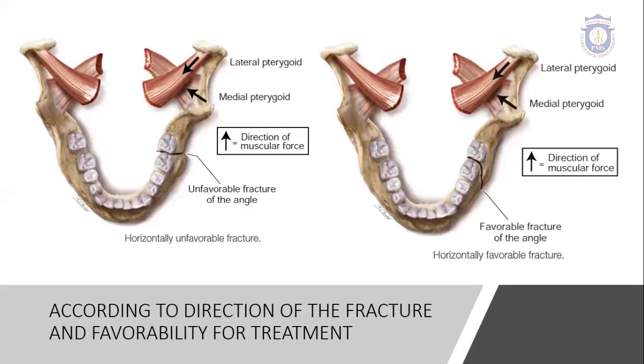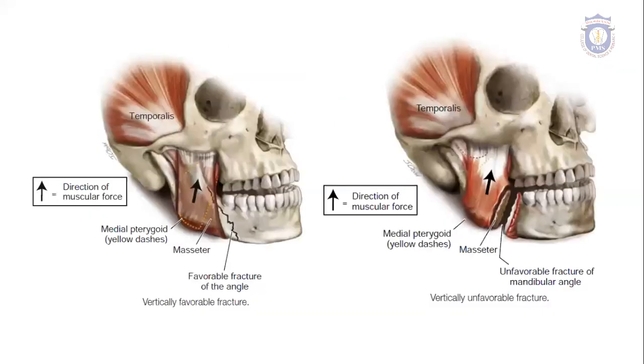The second diagram shows the same line of fracture in a different direction, but you can see a self-reduction because of the muscle pull. You see the medial pterygoid is pulling towards inside and is holding the fragment into the anterior undisplaced area. So this is called a favorable fracture. So that is regarding the horizontally unfavorable and favorable. Now vertical: you look at the patient from the front view, and if it is moving up and down, it is called a vertical fracture.